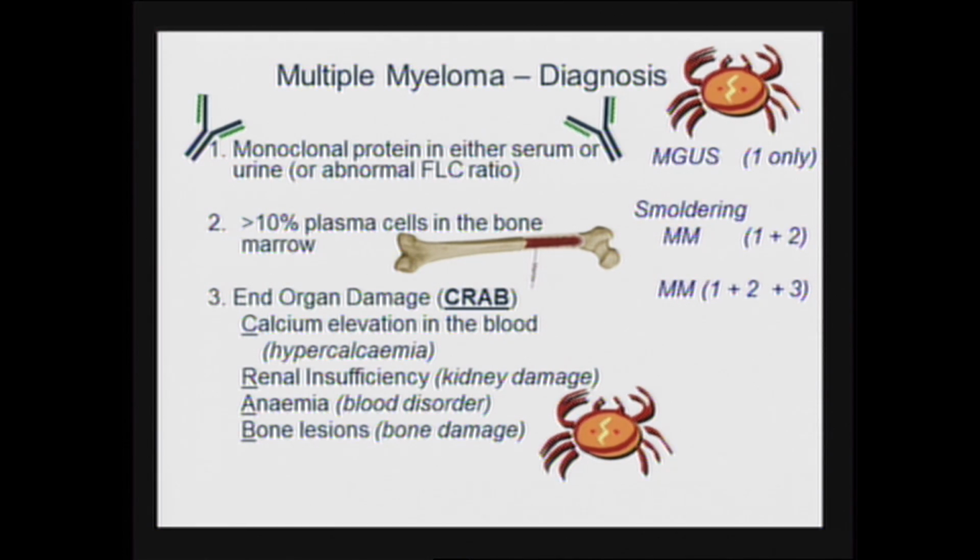Calcium elevation, that's telling us there's problems with the bone breaking down. Renal insufficiency, so that's kidneys. Anemia, because it's a blood disorder. And bone lesions that are seen by imaging techniques.